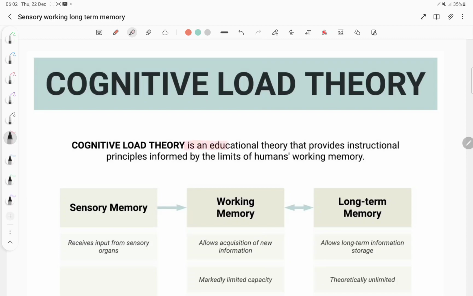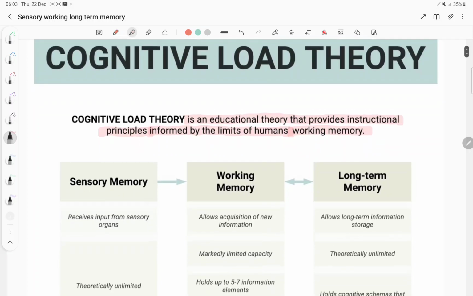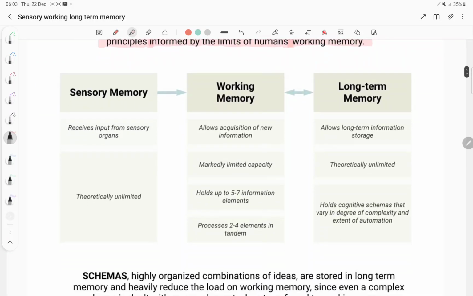It says that it's an educational theory that provides instructional principles, that's good for us, informed, and this is why I'm doing it in red, by the limits of human working memory. So it's a theory that's based on limitations, because with limitations come opportunities, right? So in order to understand that, we've got to take a look at three different things: sensory memory, working memory, and long-term memory.